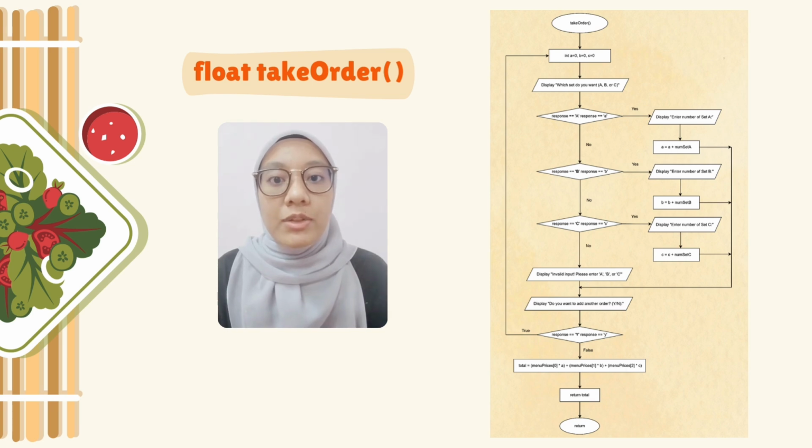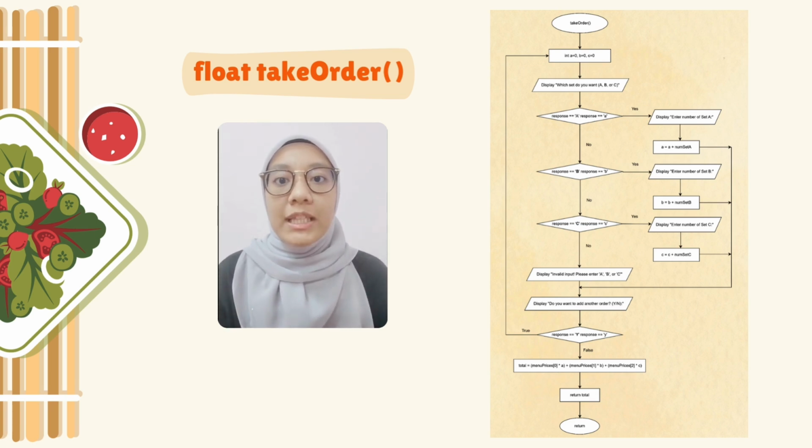After each order, the user is asked if they want to add another order, Y for yes or N for no. The loop continues if they input Y, otherwise it stops. Once the user decides to stop, the function calculates the total cost by multiplying the quantities ordered for each set by their respective price, which are stored in the menu price array. The final total cost is then returned.